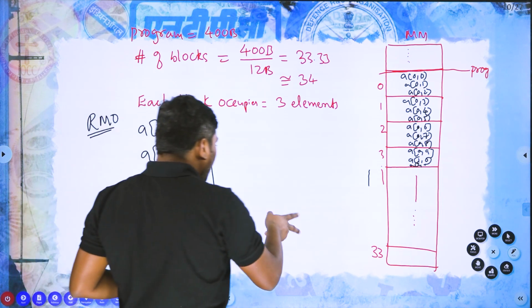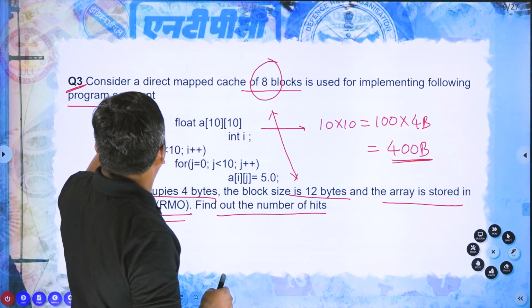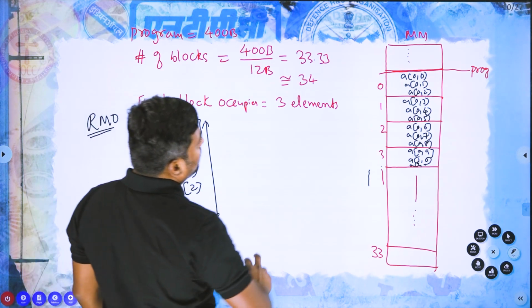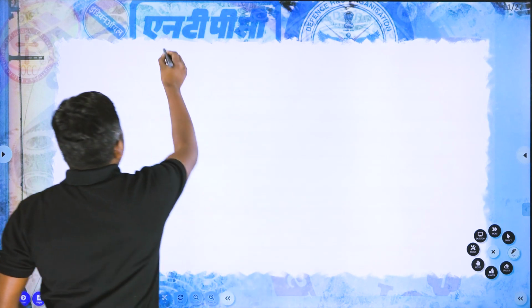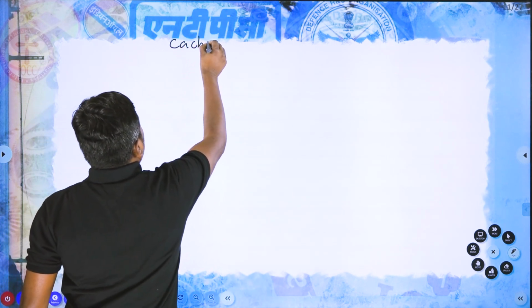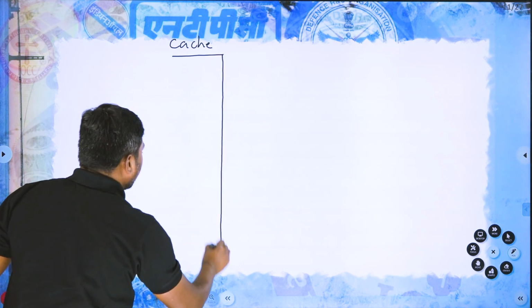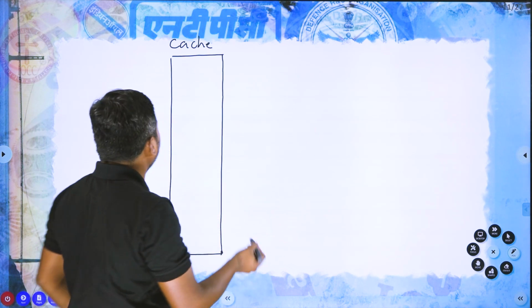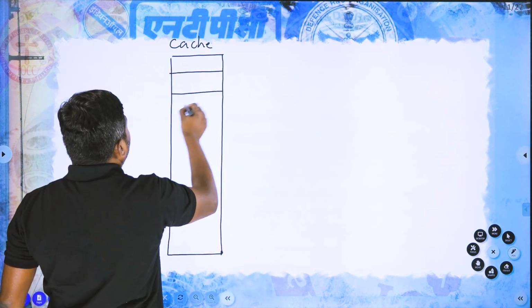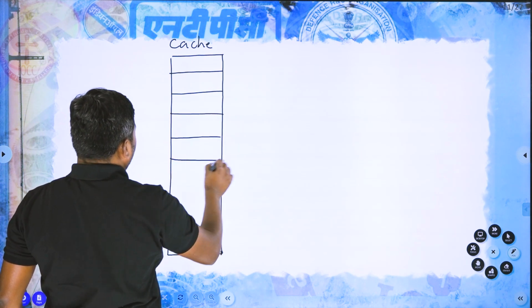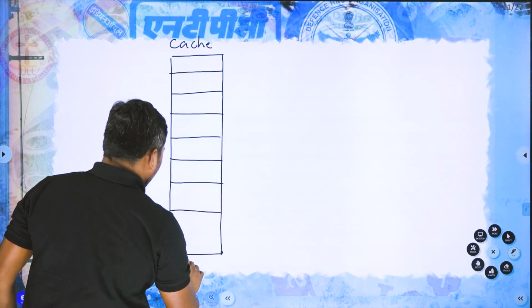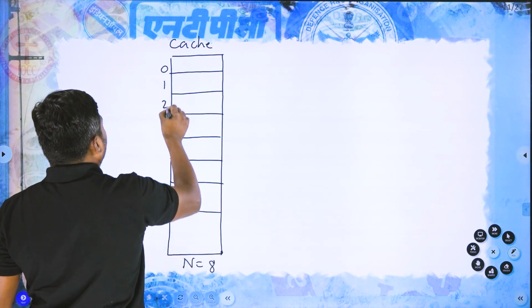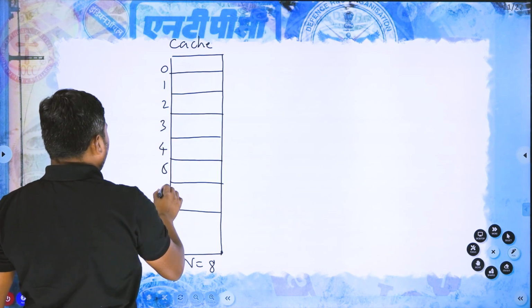Look carefully, how many cache blocks are there here? This is a direct mapped cache, 8 blocks are there. Let me write cache memory here. How many blocks? 8. Please do understand carefully, because many things we can observe with this data. 1, 2, 3, 4, 5, 6, 7, 8. So the number of cache blocks is 8, correct or not? Let me write index 0, 1, 2, 3, 4, 5, 6, 7.